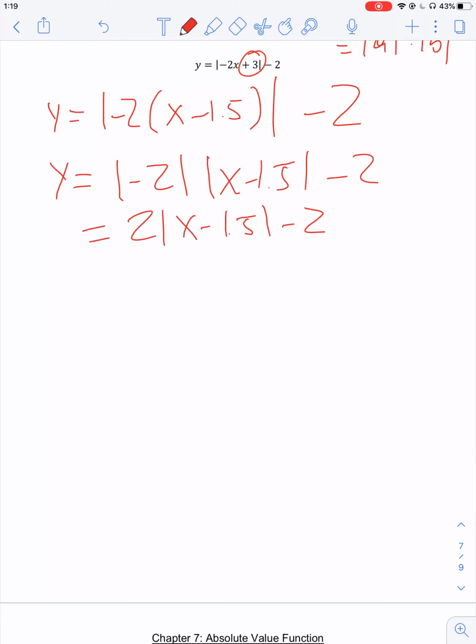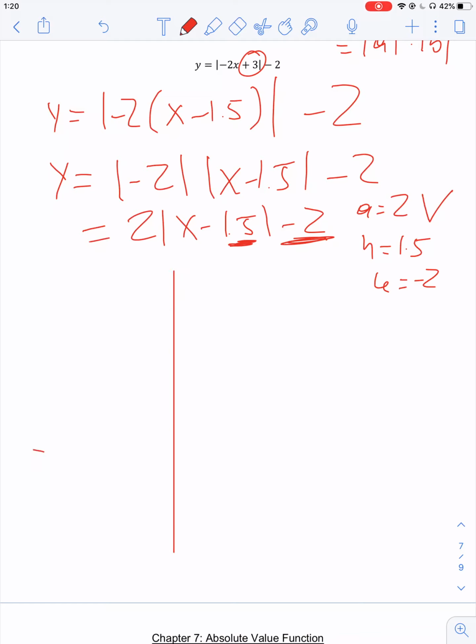So my a value, I'm just going to put this here just to make some room, is equals to 2. So that means my absolute value function will open upwards. Okay. And my h value is 1.5. My k value is -2. Okay. And this is my h, that's my k. Okay. And there you go, right? This is everything that you need. So very simple. Maybe, right, finding the y-intercept would be useful.